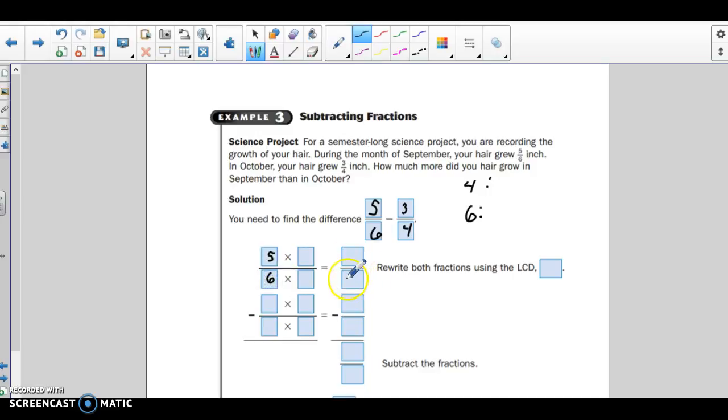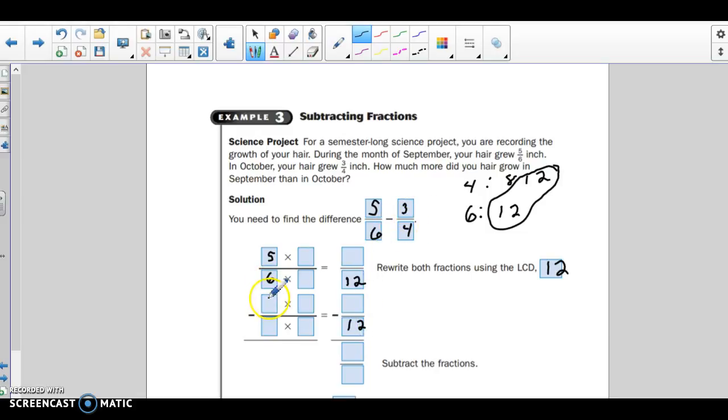Okay, so let's rewrite 5/6 with the denominator of 12. So the least common denominator is 12. So you could make a list. Multiples of 4: 4, 8, 12. Multiples of 6 are 6, and then 12. Could we really do this in our head? Yeah. Okay, so let's write the happy little 12.